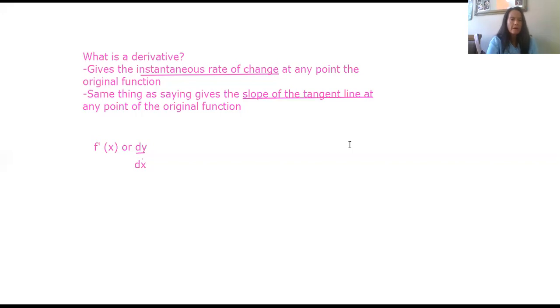So when we talk about the derivative, what is a derivative? It is an application that you're going to put on the original function, and it's going to give you the instantaneous rate of change at any point. That's the same thing as saying the slope of the tangent line.